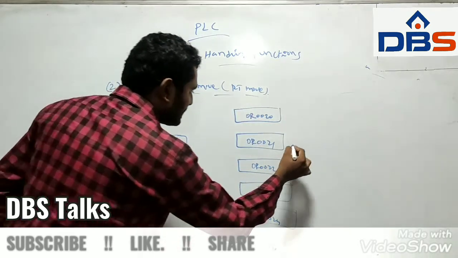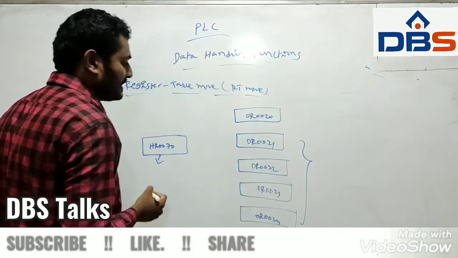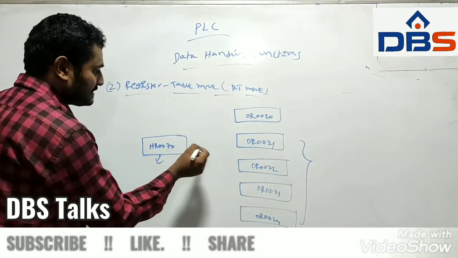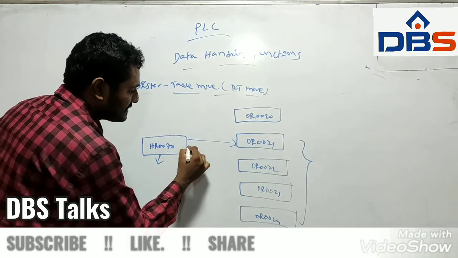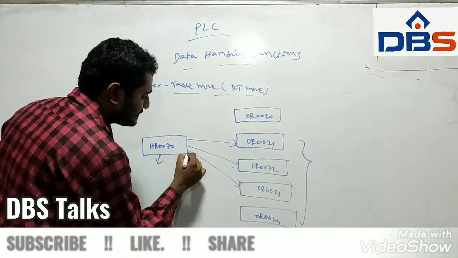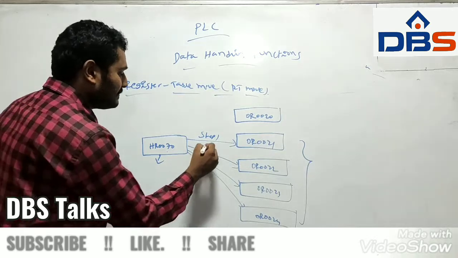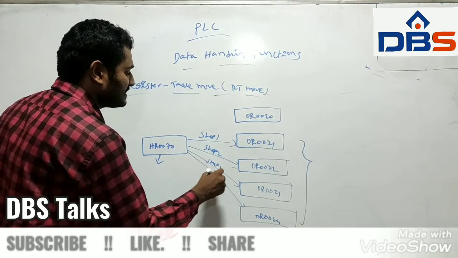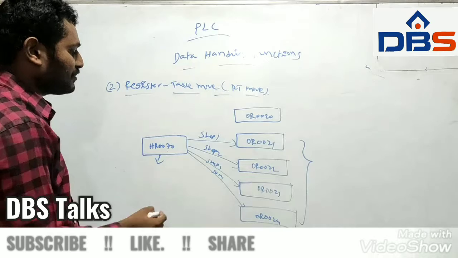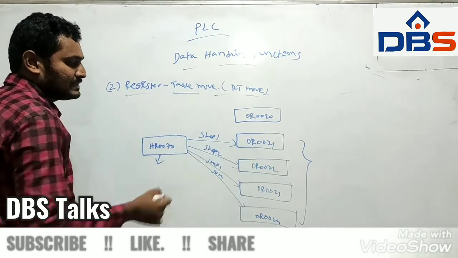So here we have to specify in which registers we have to move the data. These 4 consecutive registers are where we have to move this single register's data. For that purpose we move this register's data to these 4 registers in a step-by-step manner. Consider this as step 1, this one as step 2, this one as step 3, and this one as step 4. So in a stepwise manner we move this single register's data to the consecutive list of registers.